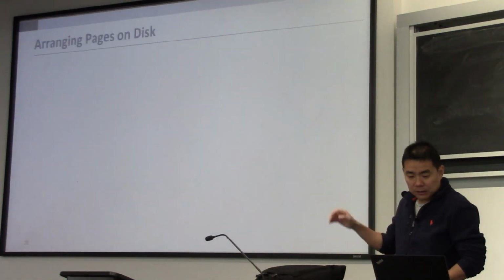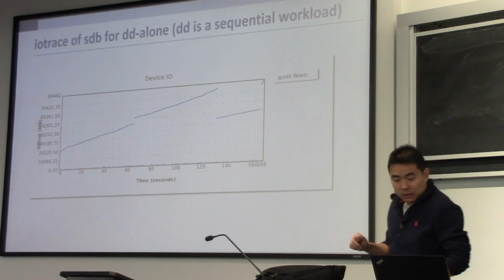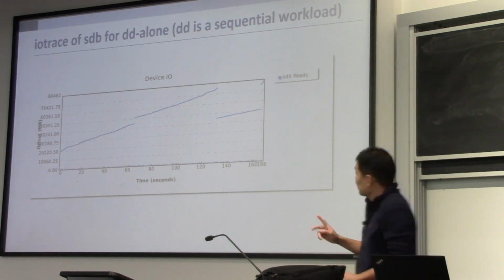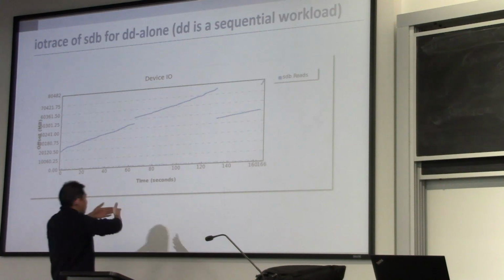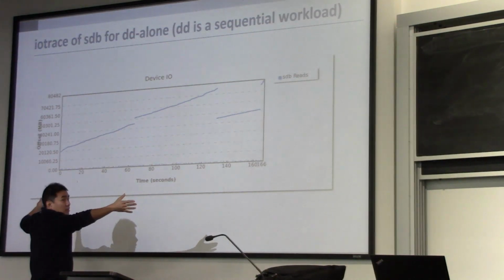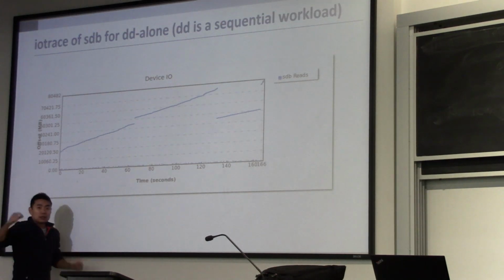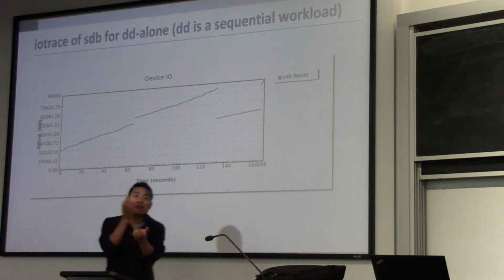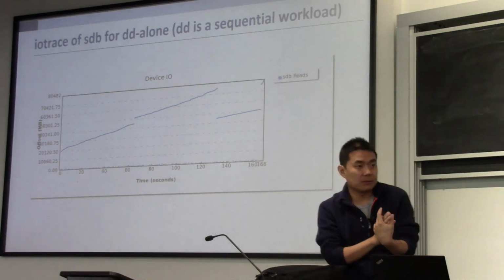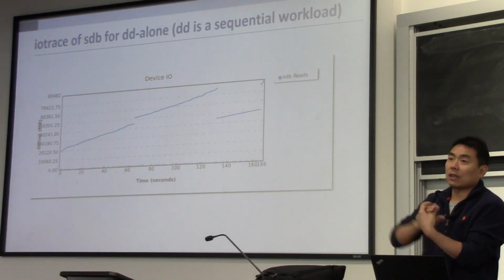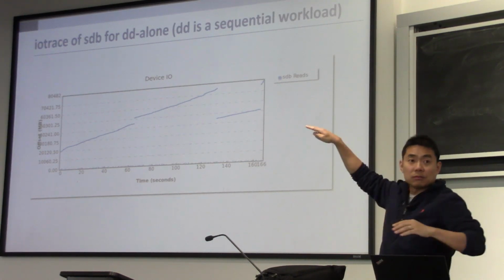I'm going to skip a lot of these details. I'm going to show you just one thing. This is what happens with a sequential read. The x-axis is the time. The y-axis is the offset, the offset from the starting location of the first byte you have read. For sequential access, obviously this offset value will be a linear curve like this.